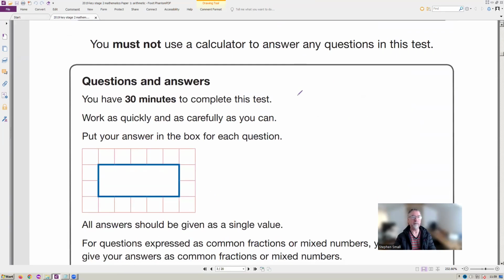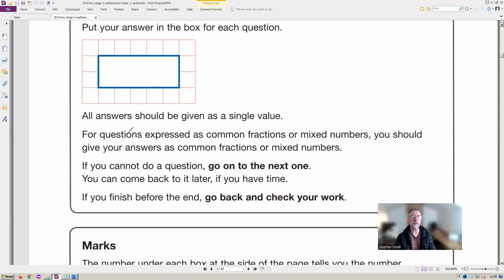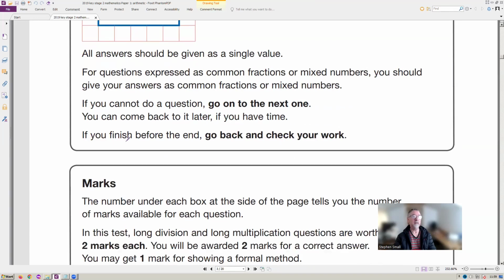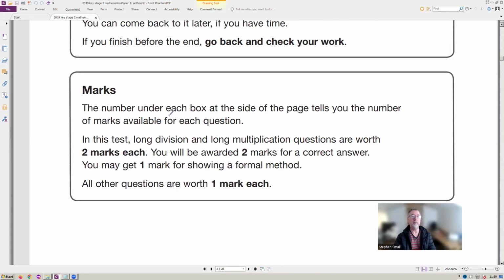Don't use a calculator, right. 30 minutes to complete the test. Got to put the answer in the box. If you can't do a question, go to the next one. If you finish before the end, go back and check your work. All good stuff. You've got the number of marks at the side of the page, which tells you the number of marks available for each question.